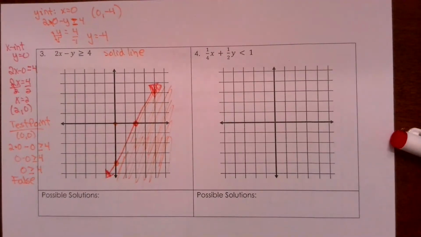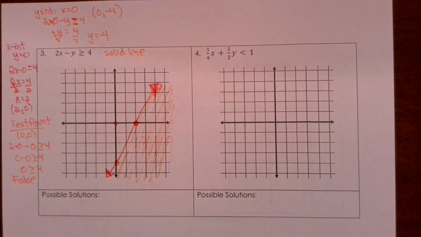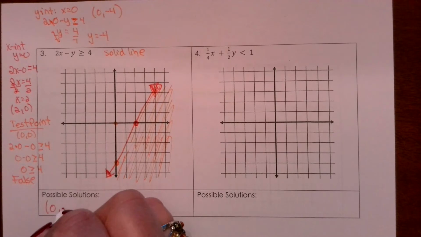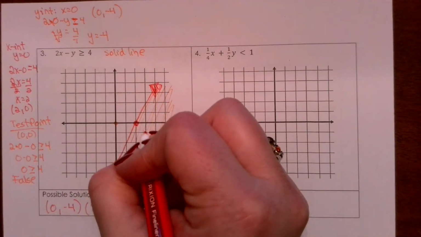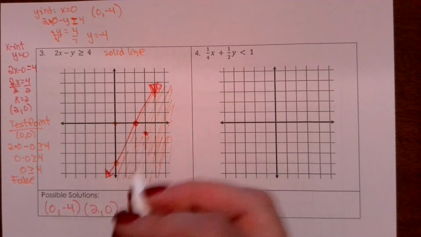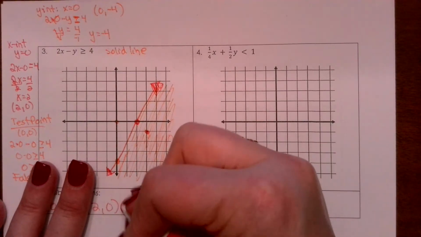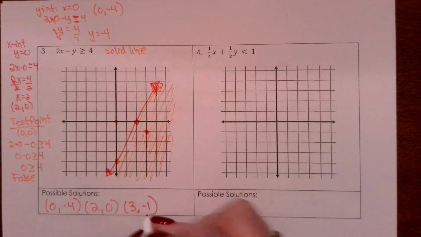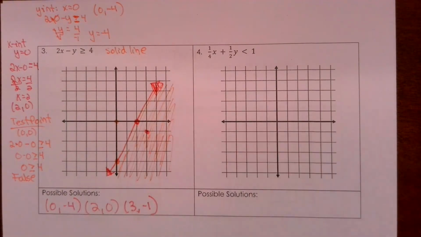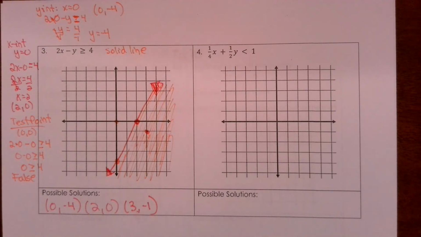Something to note, because this is a solid line, all the points on this line are a part of the solution. So both my intercepts are possible solutions, 0, -4 and 2, 0, and I'll just pick this one right here at 1, 2, 3, -1. Again, lots of solutions you could choose. I simply chose the ones I had already found and another one.